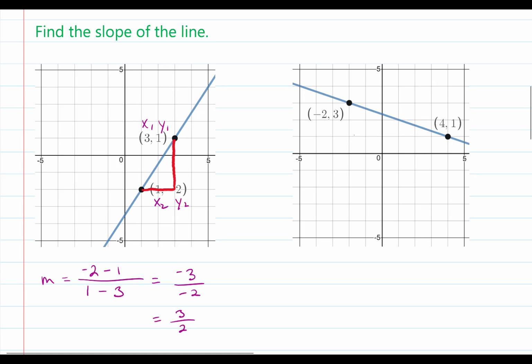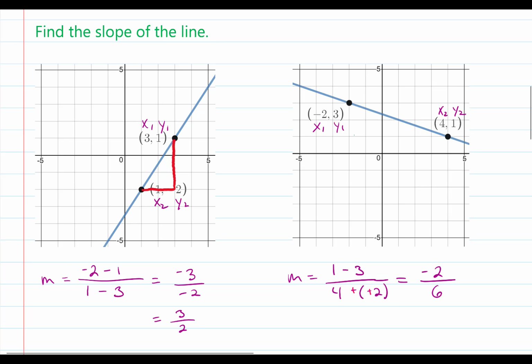Let's go to our second graph and again identify x sub 1 and y sub 1. So I'm going to choose negative 2 as my x sub 1, which means positive 3 has to be my y sub 1. 4 will be my x sub 2, and 1 will be my y sub 2. Replacing the variables in my formula, I have m, the slope, is equal to 1 minus 3 over 4 minus a negative 2. And what I get as a difference in my numerator is negative 2. And in the denominator, I get positive 6 because the double negative changes to plus a positive.